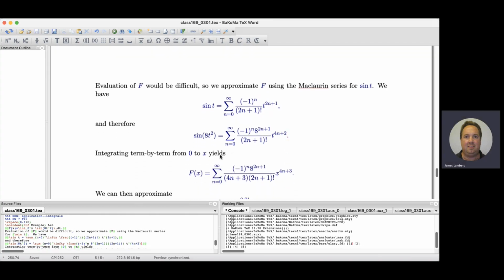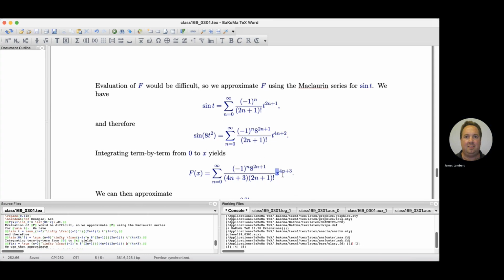And now I can express a series for capital F of x, its antiderivative, by integrating term by term from 0 to x. For that, all I need to do is use the power rule. So t to the 4n plus 2 becomes t to the 4n plus 3 over 4n plus 3. And when I plug in the limits 0 and x, I get this.